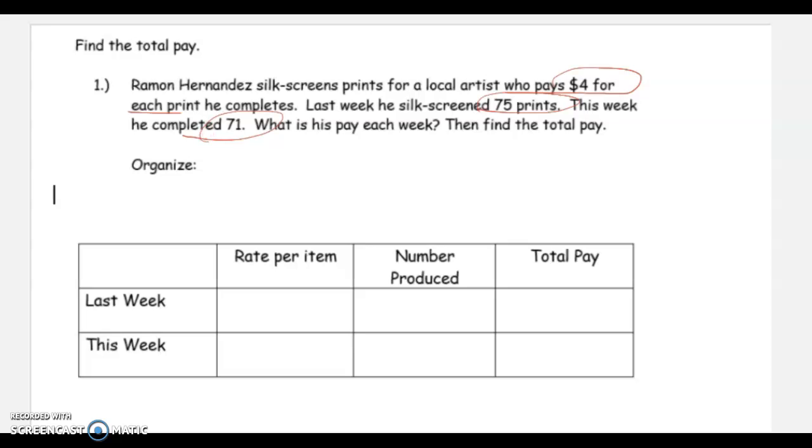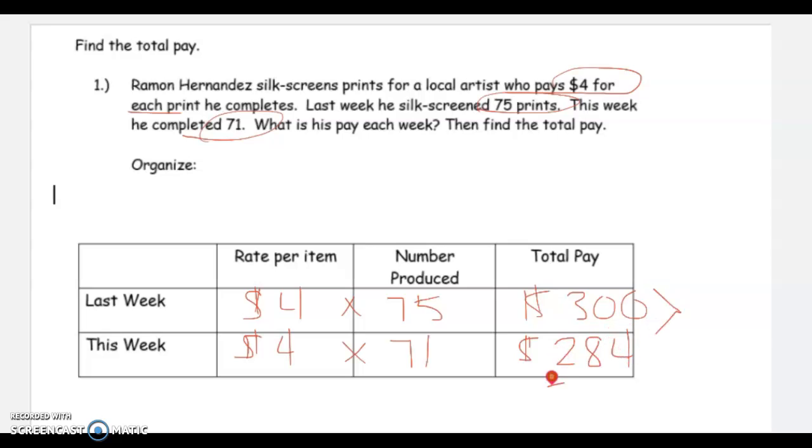So last week the rate was $4. He produced 75 prints. When we multiply those together, he made a total of $300 last week. This week, the rate stayed the same. He was making $4 per print, but he only produced 71 prints. So when we multiply that together, we made $284. If we wanted the total amount for the 2 weeks, we would add them up, and Ramon made $584.